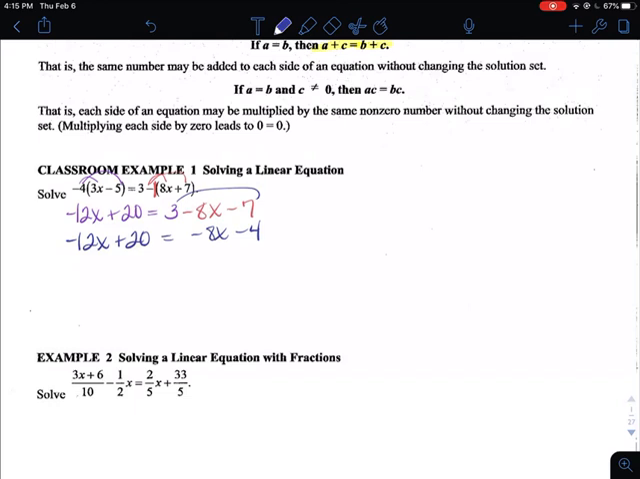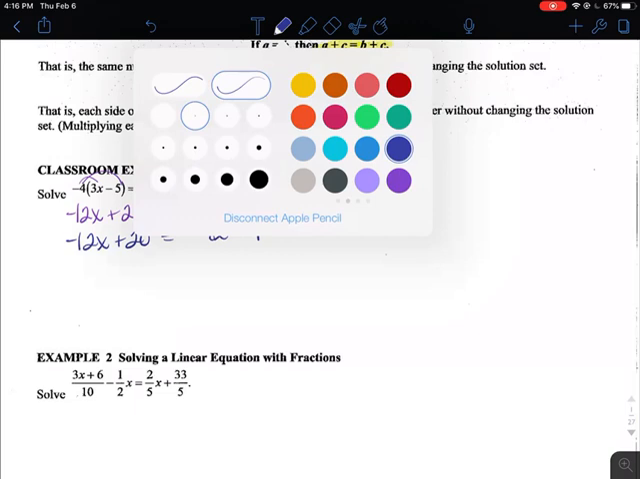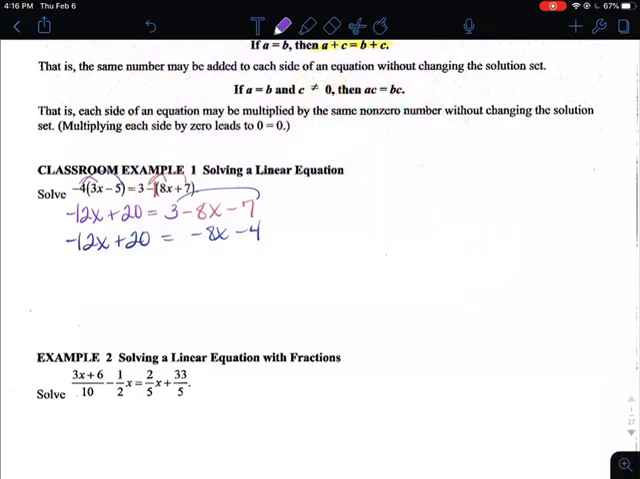Again, your goal is to get x by itself. So you want to get x on one side of the equation and the number on the other side. In order to get rid of a minus 8x, I'm going to add 8x. But what you do to one side of the equation, you got to do to the other. So I'm going to add 8x to both sides of the equation. It cancels out on this side. -12x plus 8x is -4x. I'm going to bring down that plus 20 behind it. And that equals -4.